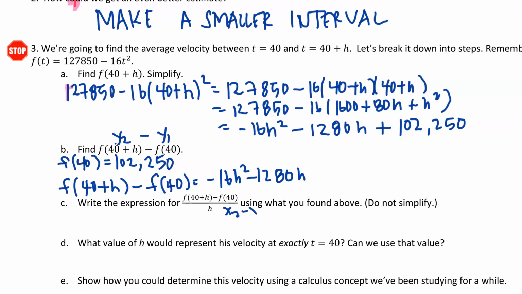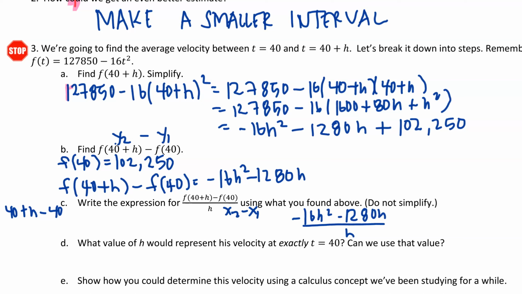So your x2 minus your x1. So your x2 is 40 plus h. And your x1 is just a 40. So what happens to your 40s? They go away. So that's going to be what? A negative 16h squared minus 1280h just divided by an h.